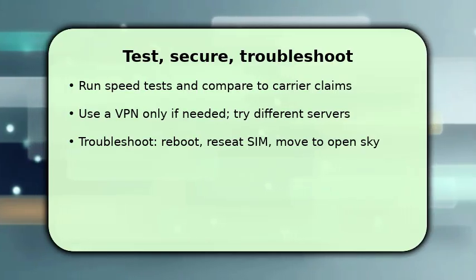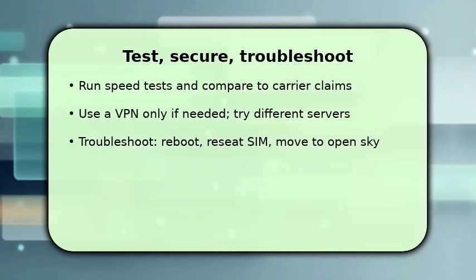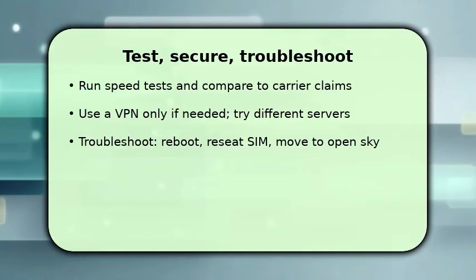Run a few speed tests at different times and locations so you can compare latency and throughput to carrier expectations. Use a reputable VPN only when necessary, and switch servers if speeds drop. VPNs can both help and hurt performance depending on routing.